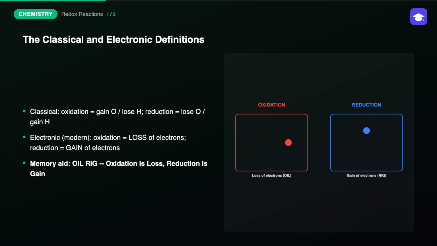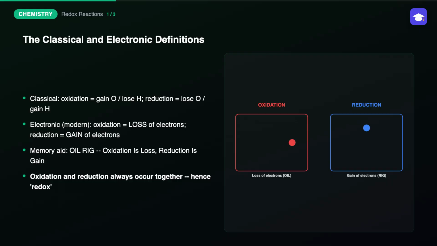A useful memory aid is the phrase OIL-RIG: oxidation is loss, reduction is gain. This electronic view explains why oxidation and reduction must always occur together in the exact same reaction, since electrons lost by one species must be gained by another. This paired process is exactly why it's called a redox reaction.